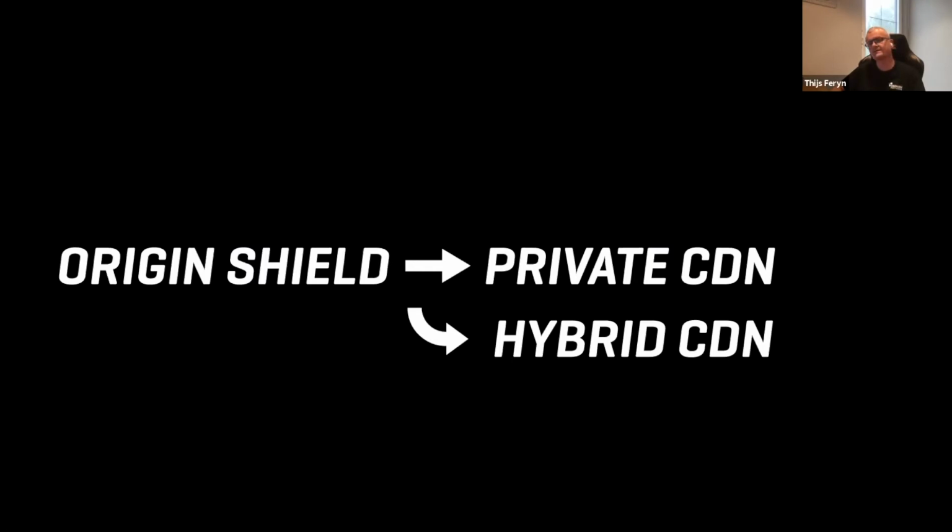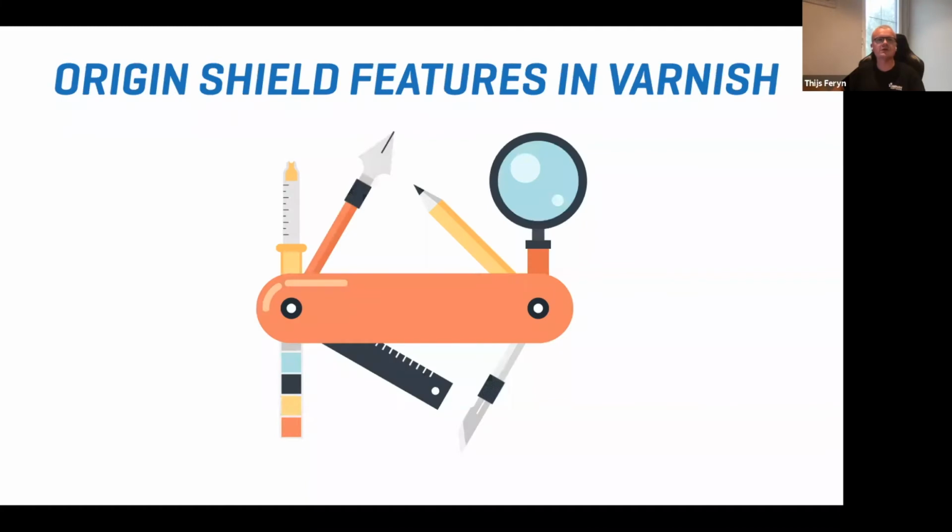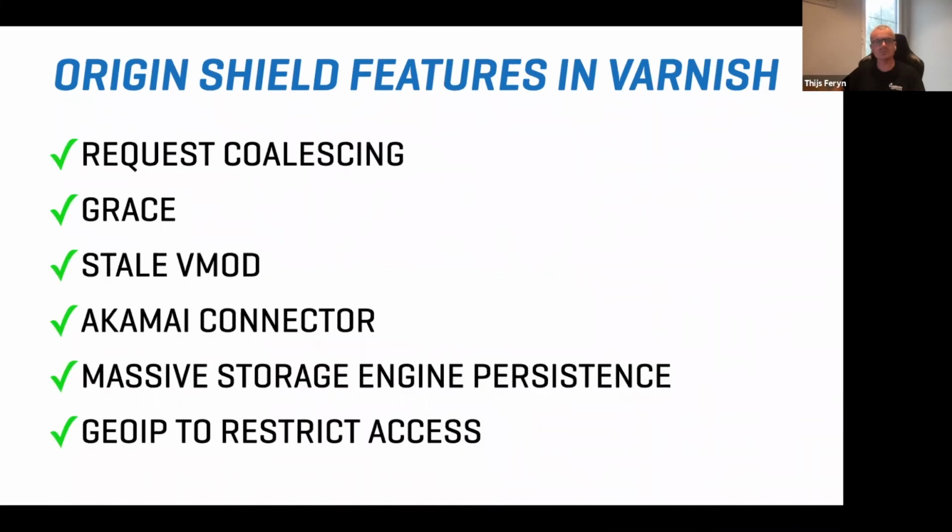So before we go into the demo, I want to show you a couple of origin shielding features that Varnish has beyond the basics. So here's the list. We'll go over each one individually, but I do want to highlight the Akamai connector now because I don't have a dedicated slide on it. Akamai is a very popular large-scale CDN, and we have a connector for it in Varnish Enterprise, which ensures that the caching behavior that is defined in Varnish is automatically synchronized with Akamai.